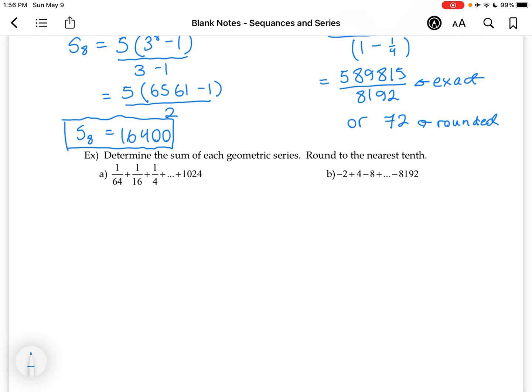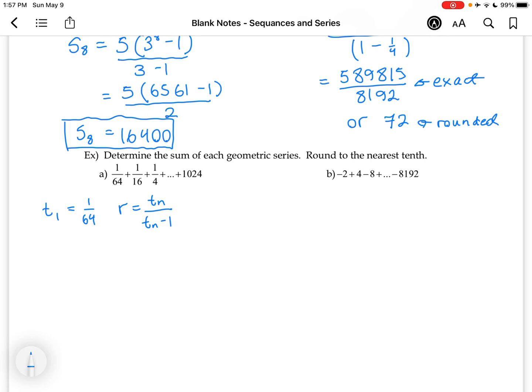Determine the sum of each geometric series. Round to the nearest tenth. Okay, so now here we know that we can round, so we don't need to find the exact value. Now here the problem is we don't know what n is. So we could figure out T1, right? T1 is 1 over 64. We could figure out R, because remember the common ratio is just one term divided by the previous term. Okay, so R is like Tn divided by Tn minus 1.